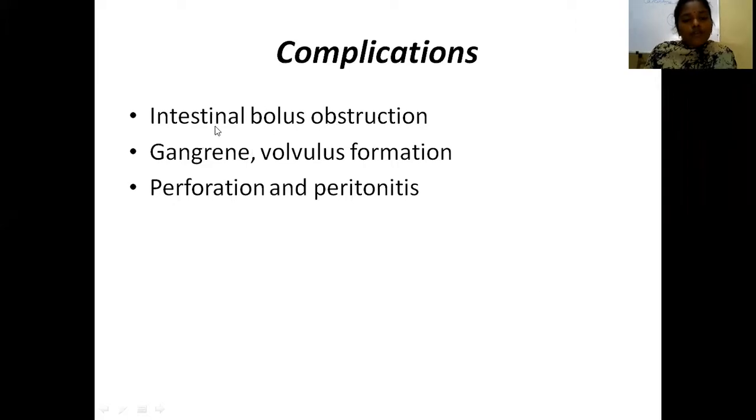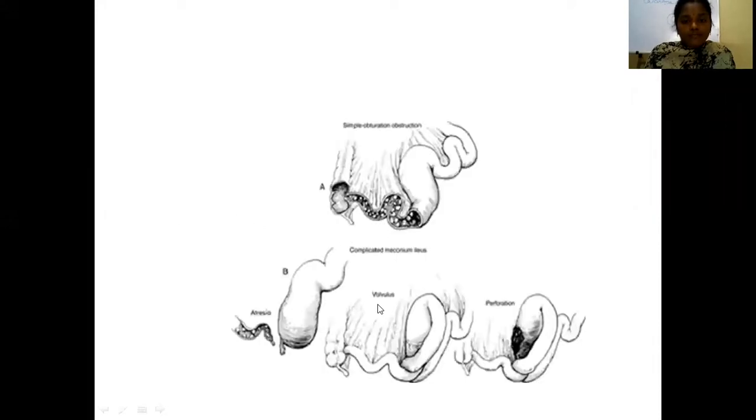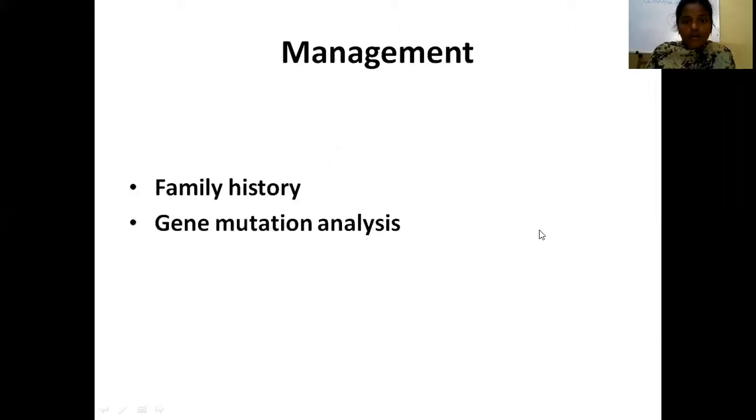What are the complications of meconium ileus? Because the terminal ileum gets obstructed, it leads to intestinal obstruction, which later can form gangrene and volvulus. Once gangrene is formed, it leads to perforation and peritonitis. See, this one is atresia, secondary atresia, and this is the volvulus condition and perforation.